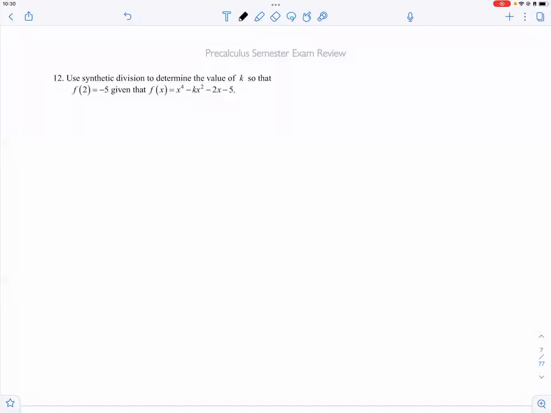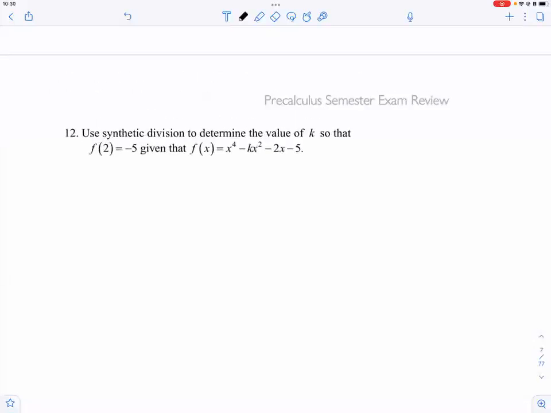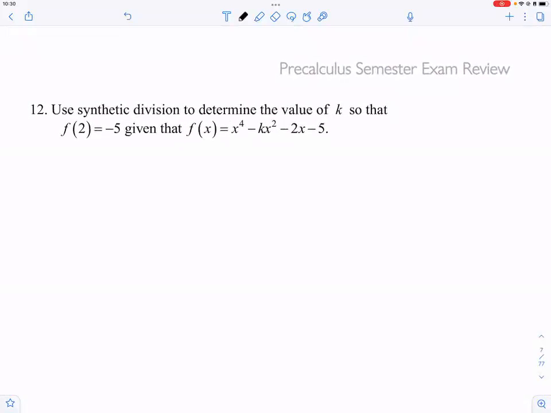All right, for question 12, it says use synthetic division to determine the value of k so that f of 2 is equal to -5, given that the function is x to the fourth power minus kx squared minus 2x minus 5.